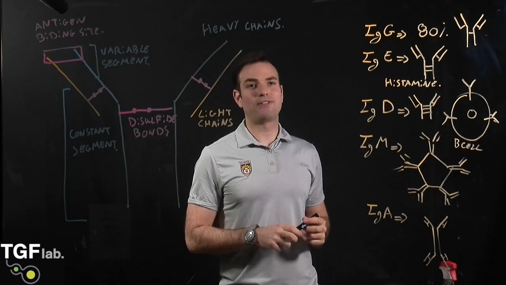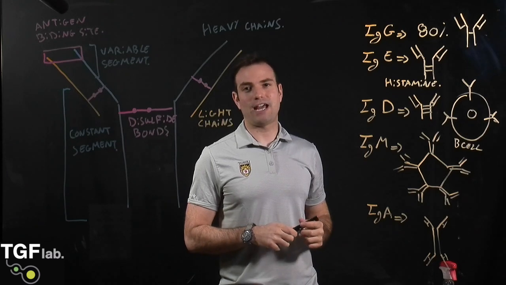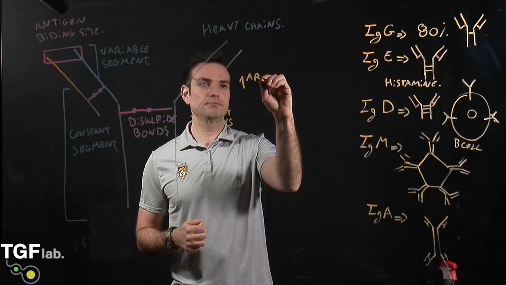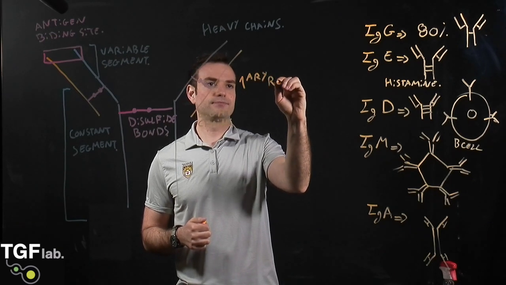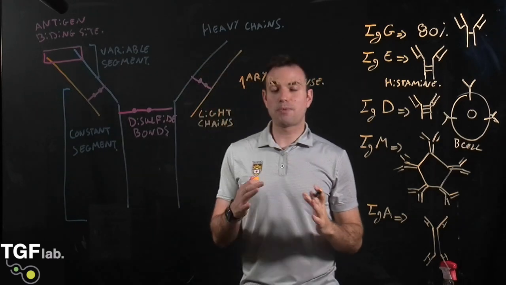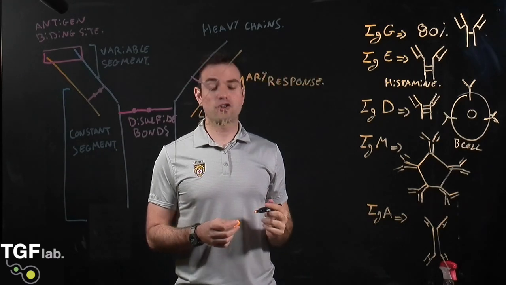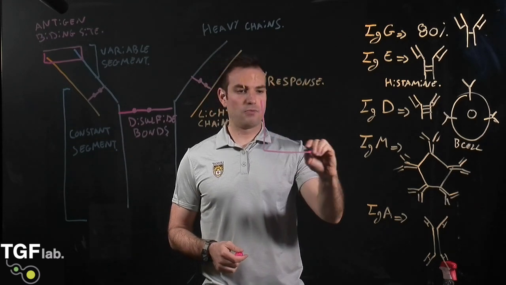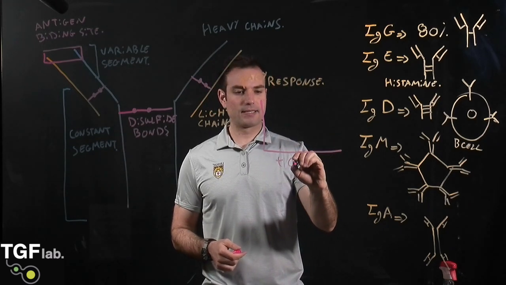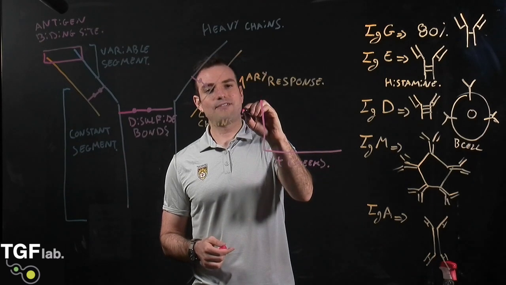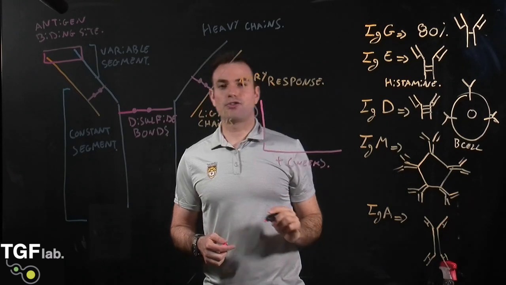So the secretion of these antibodies depends on the different type of adaptive immune response, and we have 2 different adaptive immune responses in which antibodies are important. So first of all, we have the primary response. The primary response happens the first time that we encounter an antigen. So in here, we are going to have the time in weeks. And here we have the antibody concentration in the serum.